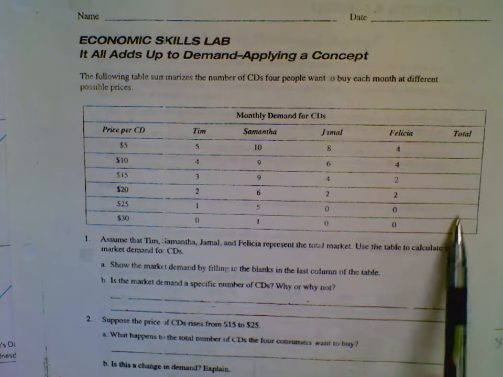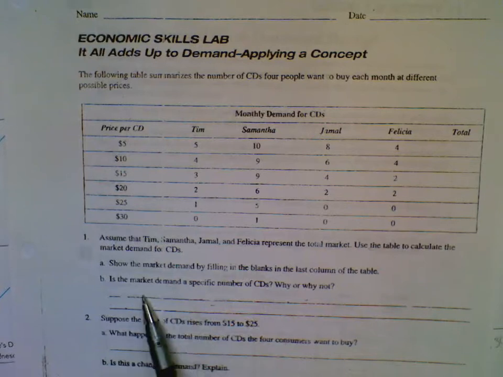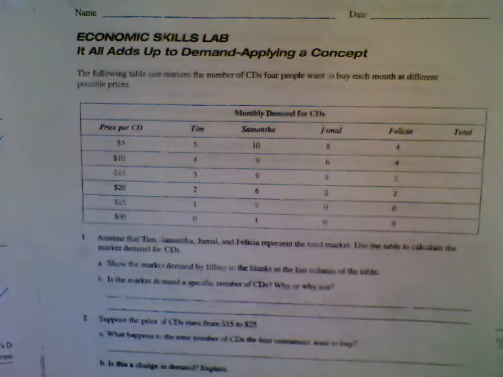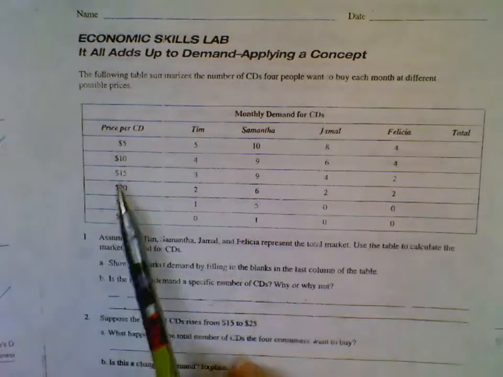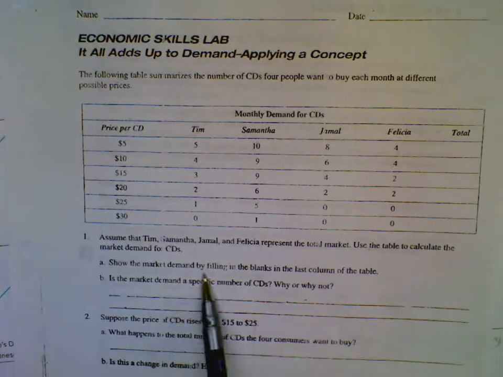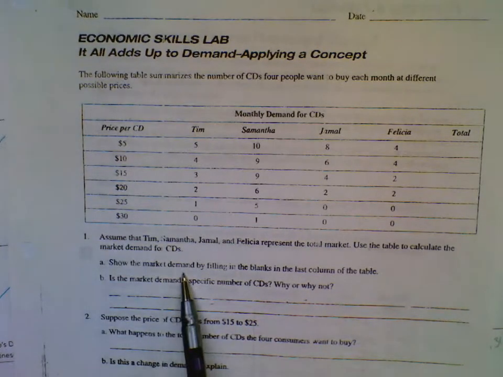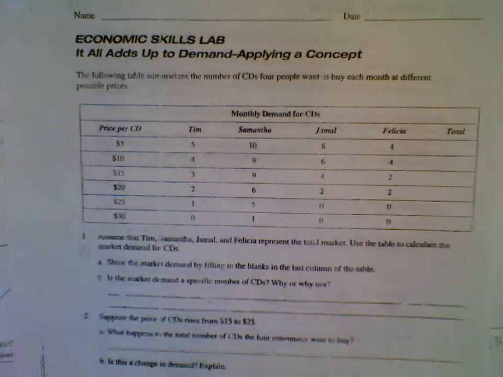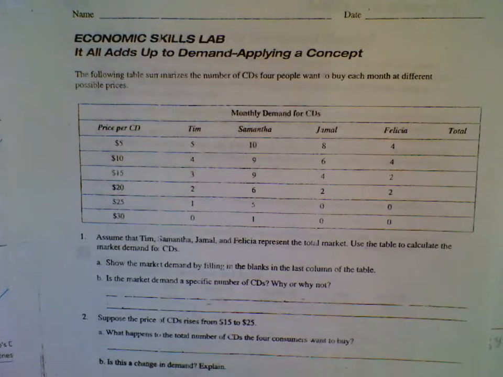Fill in the blanks of the last column. Is the market demand a specific number of CDs? Why or why not? Going back to your notes, you have to understand that when we're looking at a specific price and a specific quantity, we are not talking about demand, we are talking about quantity demanded. I cannot stress this enough. If you cannot get the difference between demand and quantity demanded, there's no point in going on. Come and see me. This is extremely important.